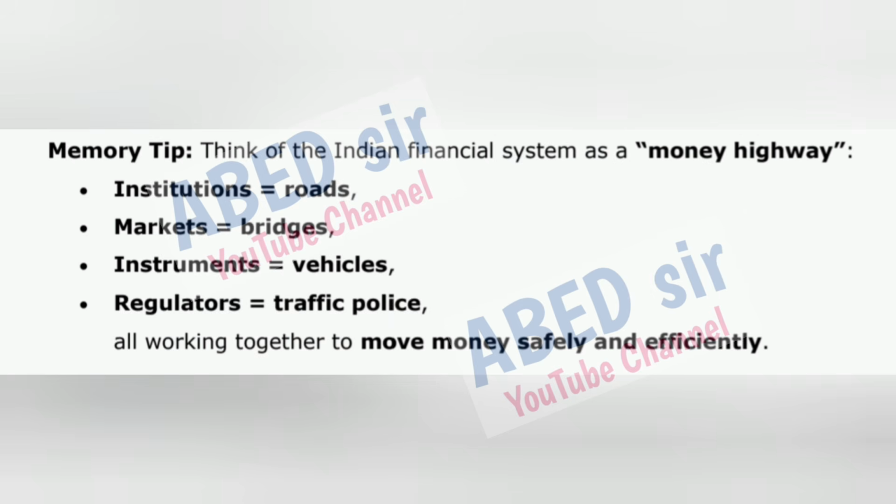Memory tip: think of the Indian financial system as a money highway. Institutions are equal to roads. Markets are equal to bridges. Instruments are equal to vehicles. Regulators are equal to traffic police. All working together to move money safely and efficiently.